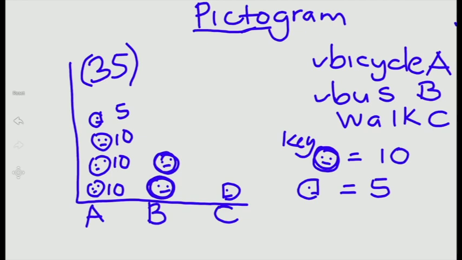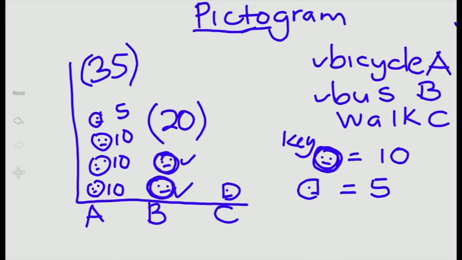Right? By referring to the key, we can tell that there are 20, since each face represents 10 pupils. This is 10 and 10. Then those who use the bus to school, they are 20 in number. And on C, those who walk to school, we've got half a face over there.